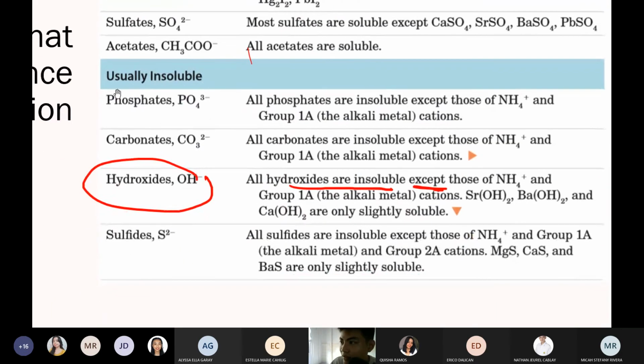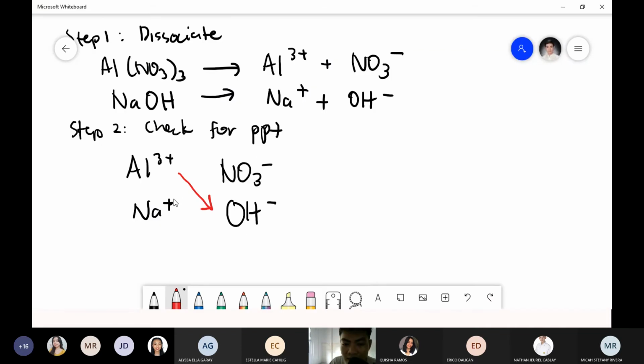Ano sabi sa batas? Usually insoluble hydroxide. Ano sabi? All hydroxides are insoluble except those of ammonium and group 1, strontium, barium, and calcium. Ibig sabihin nun, kapag hindi ito yung partners ni hydroxide, hindi ammonium, hindi group 1, hindi strontium, hindi barium, hindi calcium, ibig sabihin it is insoluble. Okay? So again, hydroxides are insoluble except when you pair them with those ions. Listen, kapag ito yung partner ni hydroxide, ibig sabihin soluble siya. Otherwise, it is insoluble.